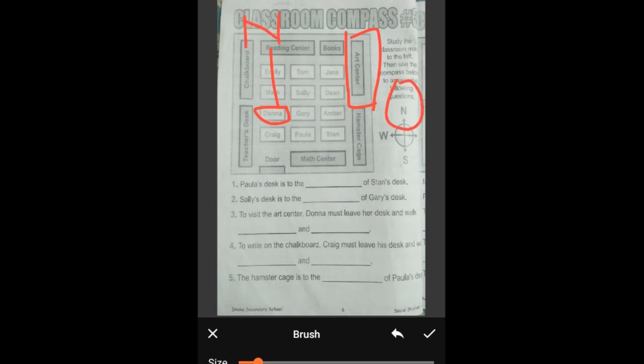Upside is north, and left, that is east. And you can also write east and north. There is no problem if you write east first and then north, or north first and then east. So both are correct. So in this blank number 3, you are supposed to write north and east. First Donna walks like this and then turns left to reach the art center. Okay class?